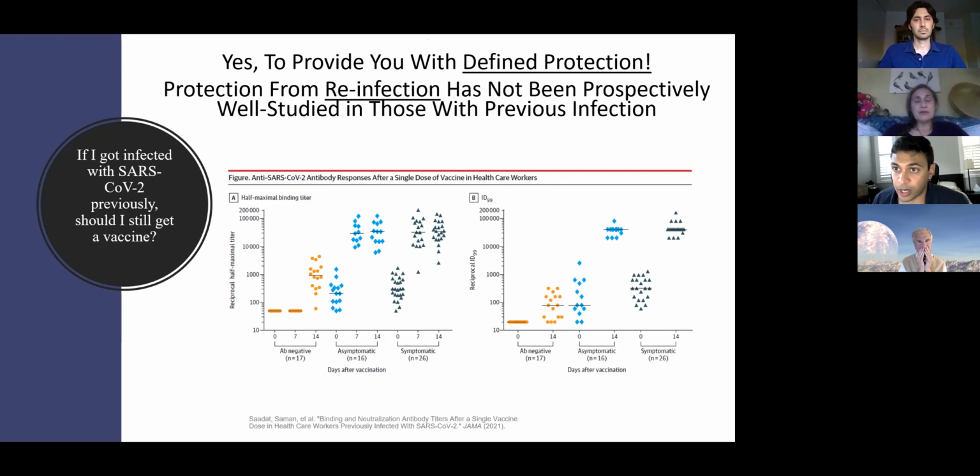Right now, the CDC recommends that infected people wait until their active infection has resolved and their quarantine period is over before they get the vaccine. And you do probably have about 3 months worth of immunity after you're infected. So there's some wiggle room there, especially in places where there's not wide availability of the vaccine.